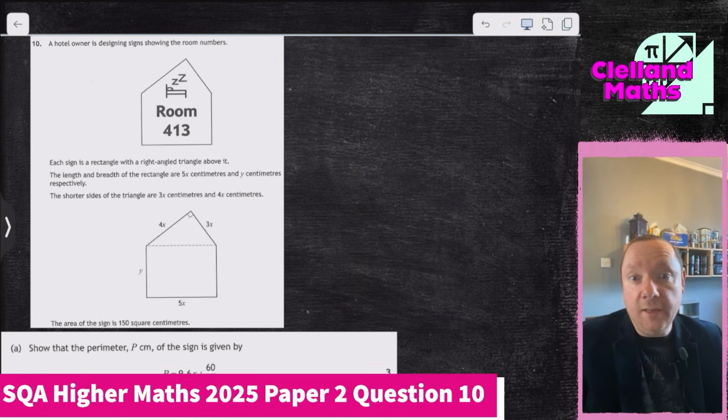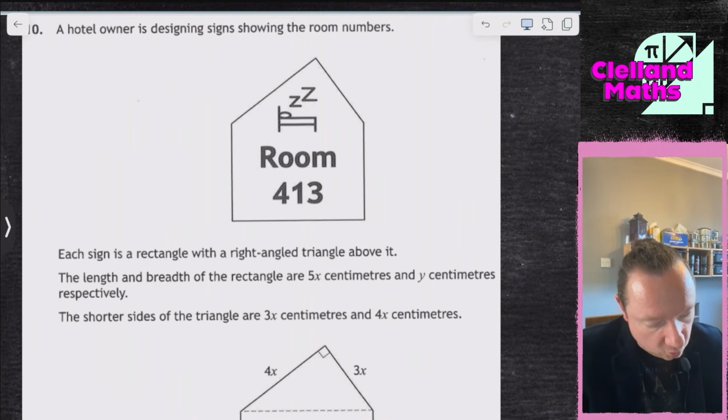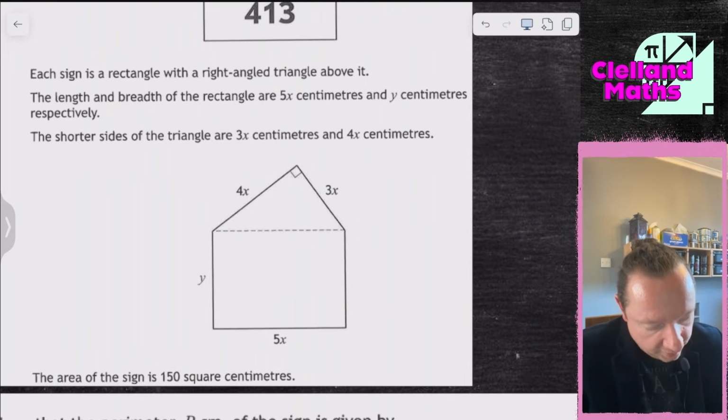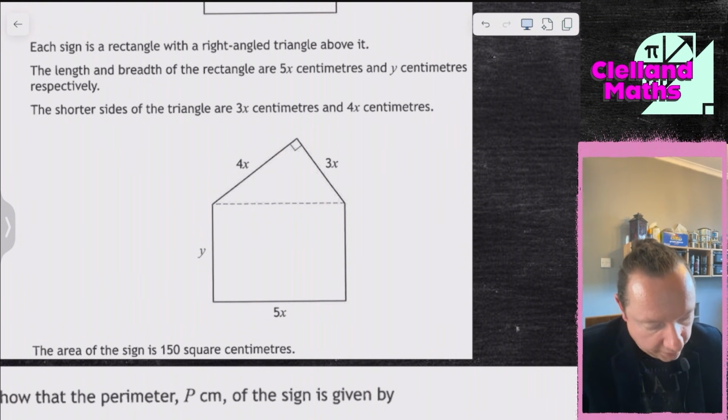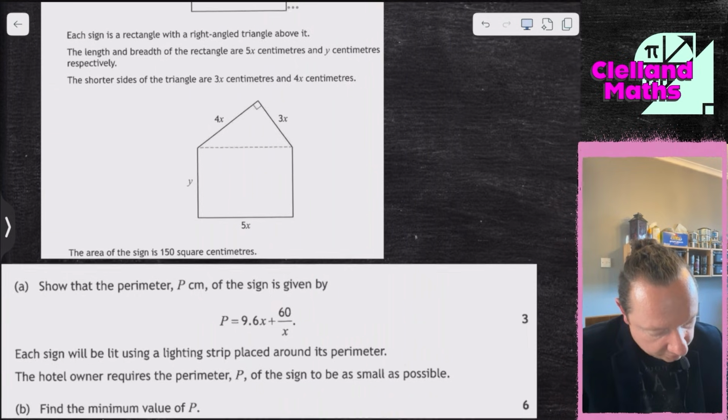SQA Higher Maths 2025, paper 2, question 10. A hotel owner is designing signs shown with room numbers. There's the sign. Each sign is a rectangle, with a right angle triangle above it. The length and breadth are 5x and y. We've got 5x and y, and the shorter sides of the triangle are 3x and 4x. And obviously it's a right angle. It shows that the perimeter is given by that.